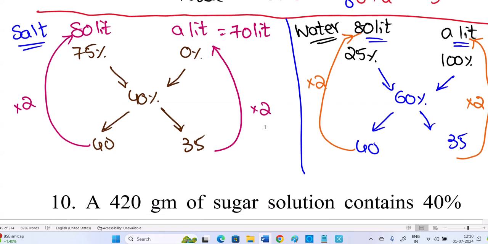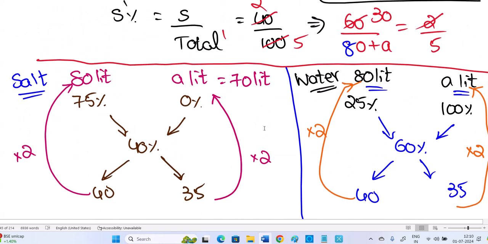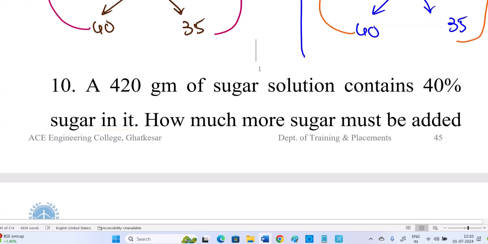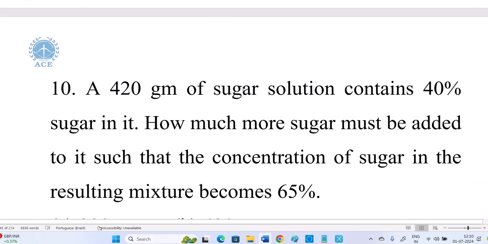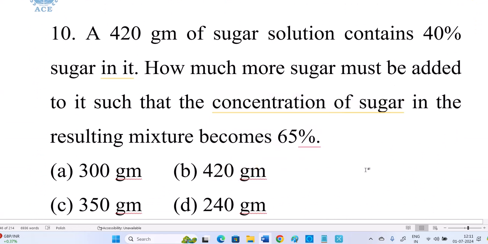Now see the next question. Application for the same question. What we discussed just now, whether people are able to apply that or not in the next question, I want to check. Let me see how many of you can understand the previous question and apply that knowledge here. The question is changed a bit. Here 420 grams of sugar solution means sugar plus water both are there. Among that, 40% is sugar only.